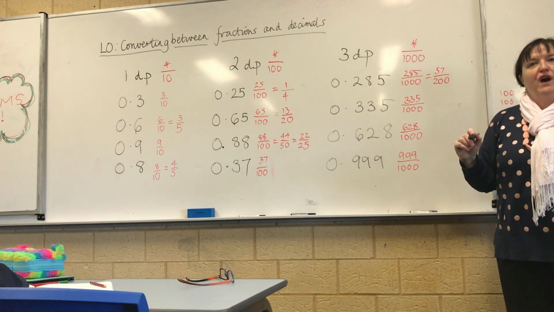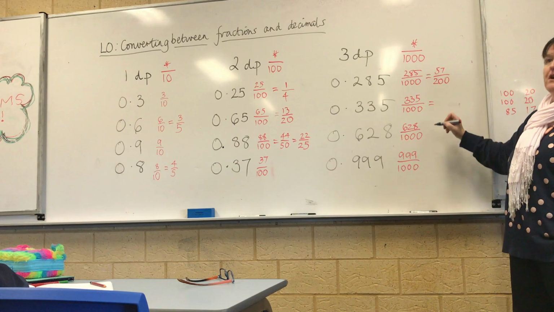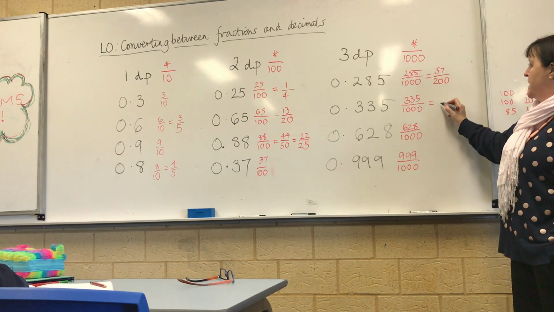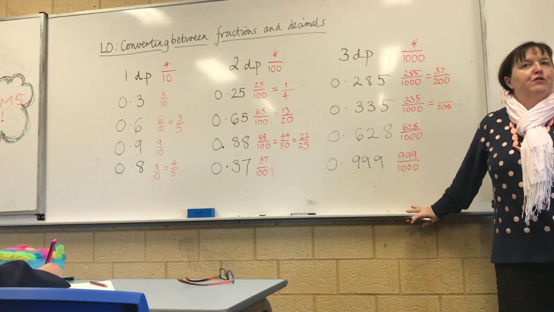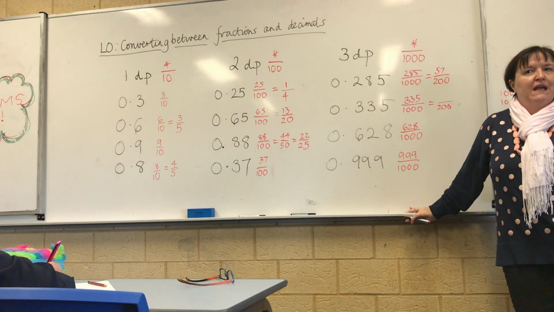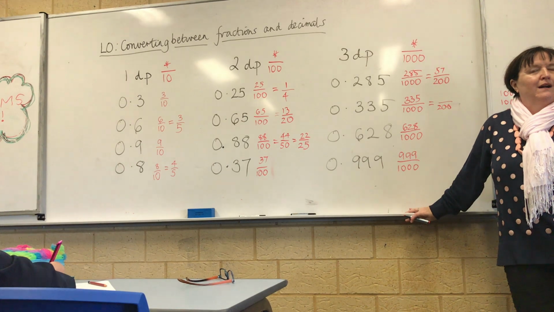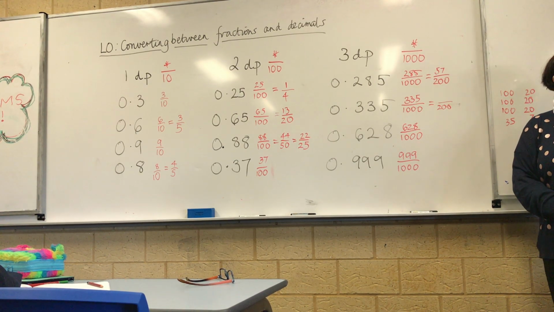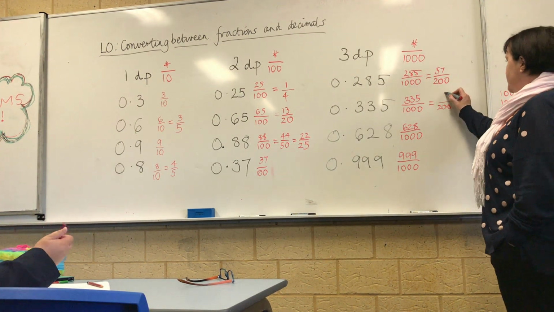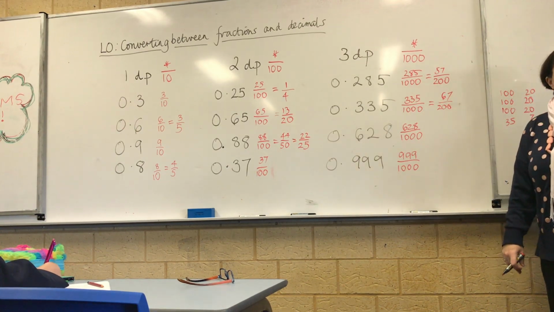Okay, 335 over 1,000. Well, we know what the denominator is going to be, don't we, first of all? It's going to be 200, because it's the same. 335, how many? So here again, we've got another 100, 20 more, and then 35. How many 5s in 35? 7. So 67, that's right, 67 over 200.